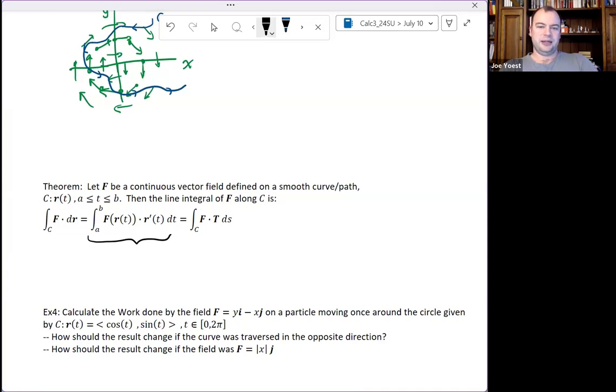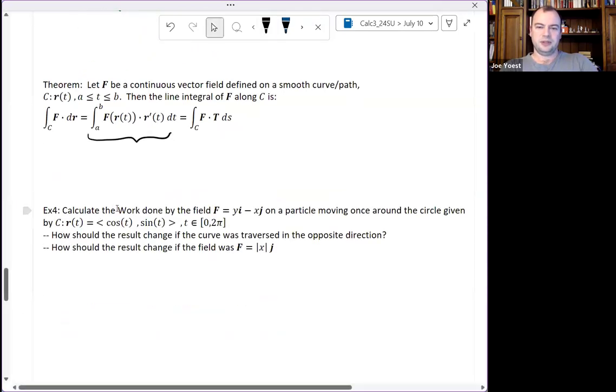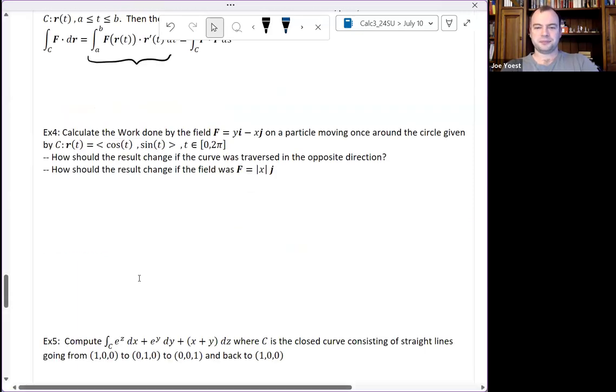So let's take a look at this integral. Let's take a look at a certain field with a particle moving in a certain path and compute the work done. And then, as a result of that calculation, let's try to see if we can intuitively answer a couple other questions.